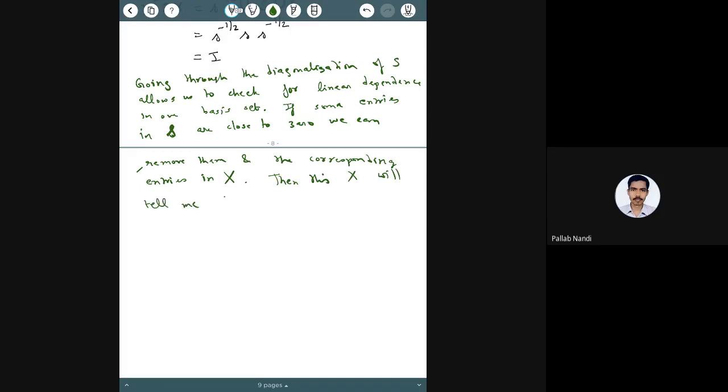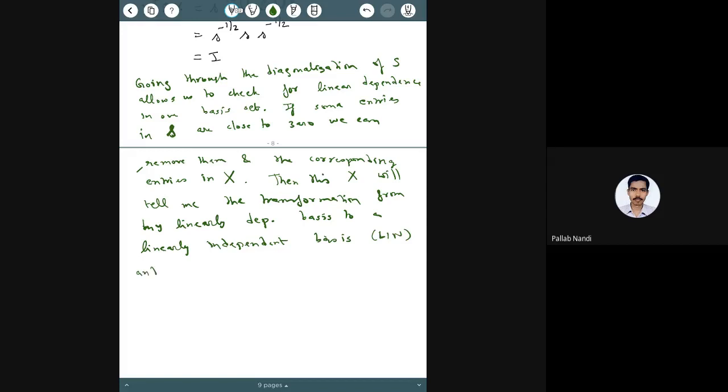Then this X will tell me the transformation from my linearly dependent basis to a linearly independent basis, and we can apply this X to F and C. And when you do that, F prime and C prime become matrices in a linearly independent basis.